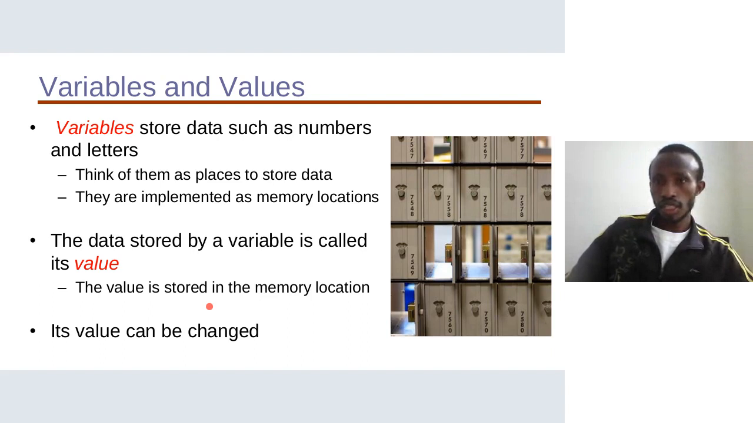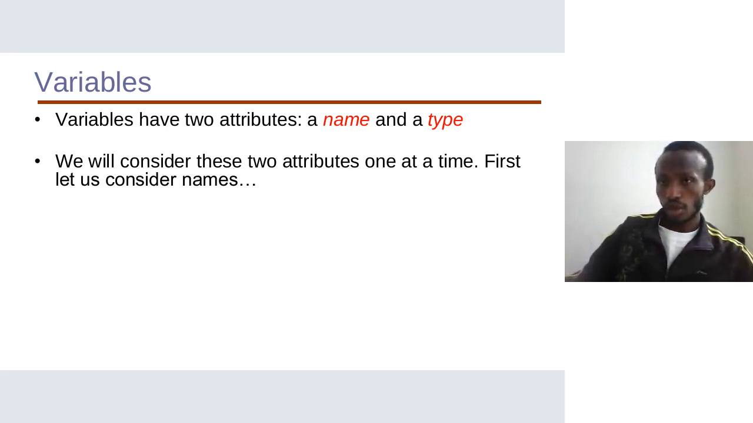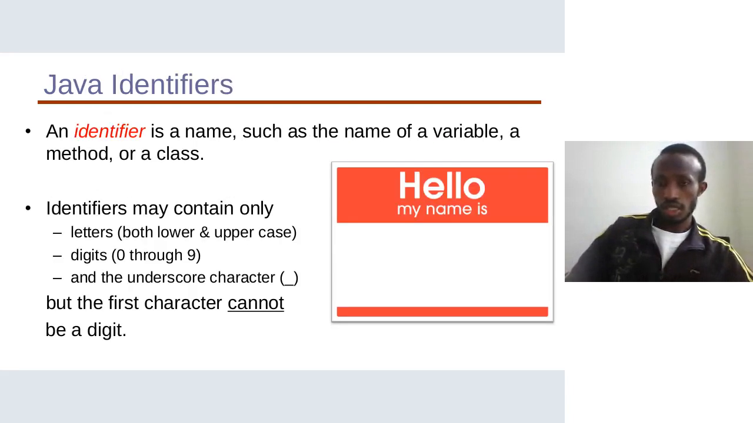The data that we store in a variable is called a value. To create a variable, note that a variable has two attributes. It must have a name and a type.